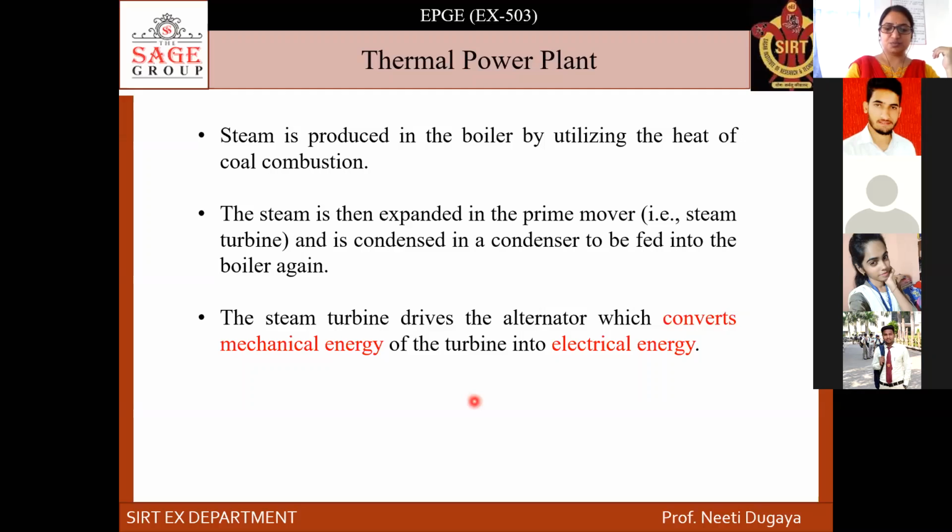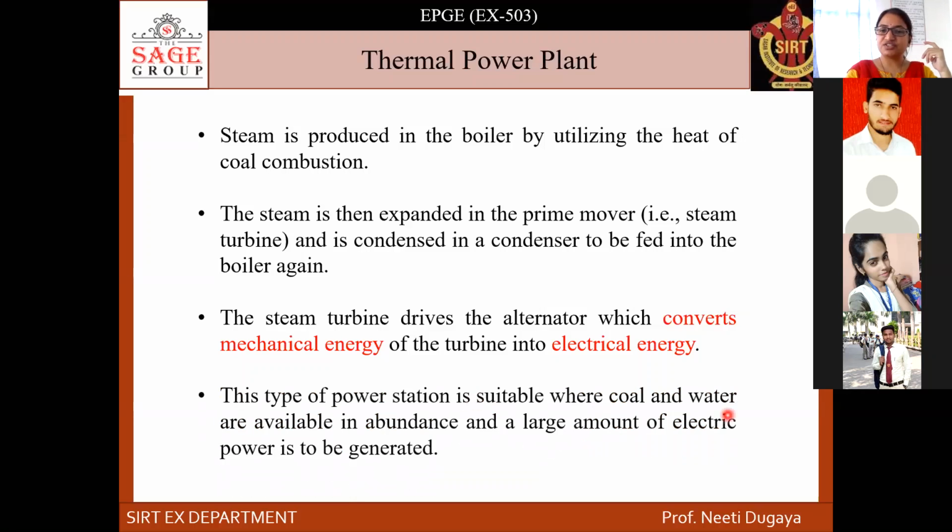And this is the next point: this type of station is suitable where coal and water are available in abundance and a large amount of electrical power is to be generated. Coal is needed and water is also needed, because in large size boilers we use a huge amount of water which is converted into steam and then condensed, and again pumped back, so a large amount of water is required.